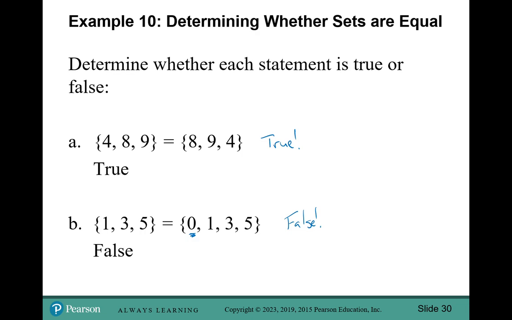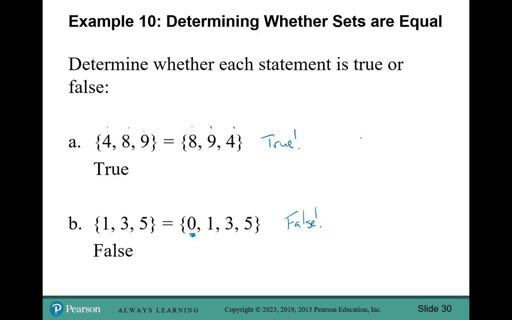Okay. Now, the difference between equal and equivalent, I'm going to say it one time. Equal sets have exactly the same stuff in it. This has a 4, this one has a 4. This one has an 8, this one has an 8. This one has a 9, this one has a 9. They have exactly the same elements. They don't have to be in the same order.